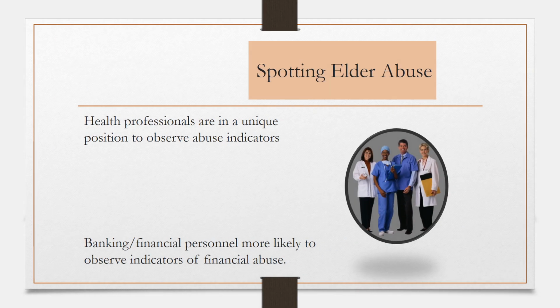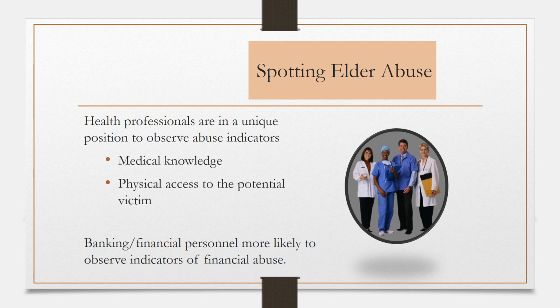Everyone is not always in a position to directly observe all the indicators for the different types of abuse, but medical personnel are more likely to be in a position of observing indicators of physical or sexual abuse due to their medical knowledge and physical access to the victim. Bank or financial personnel are more likely to observe indicators of financial abuse. However, anyone that has regular contact with a dependent adult can be in a position to recognize abuse through their relationship with the victim over time.